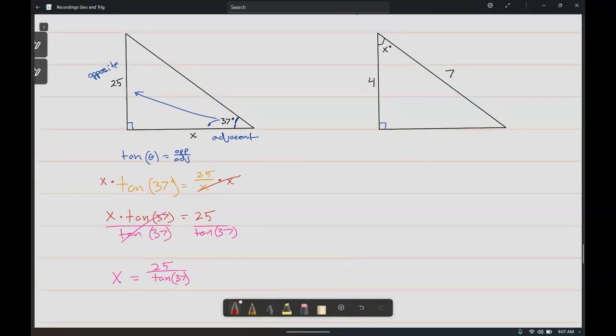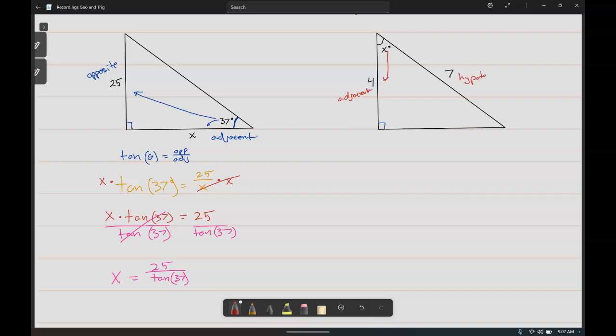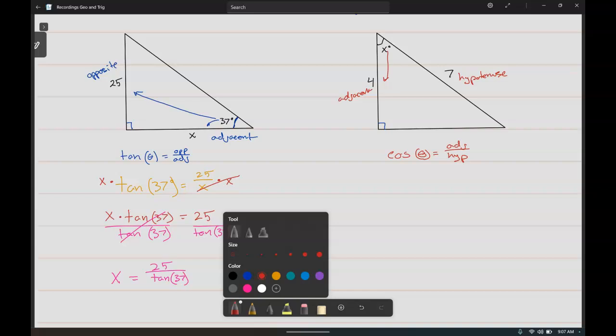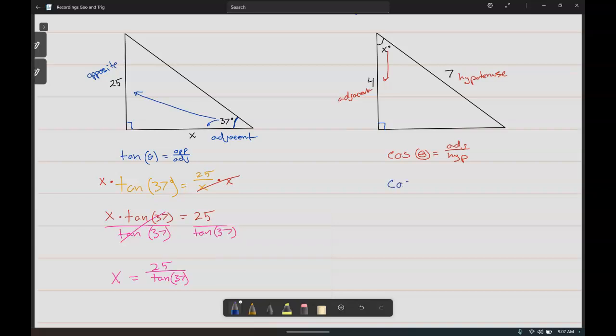So we'll go back to, again, looking at the sides that we have in relation to the angle. This side here is the adjacent side, and here we have our hypotenuse. Since we're using the adjacent and the hypotenuse side, we need to use cosine. So cosine of an angle theta is equal to the ratio of the adjacent side divided by the hypotenuse. Substituting in the values that we have, we don't know the angle theta, so that's going to be cosine of x equals 4 over 7. Now this gets a little bit more interesting.